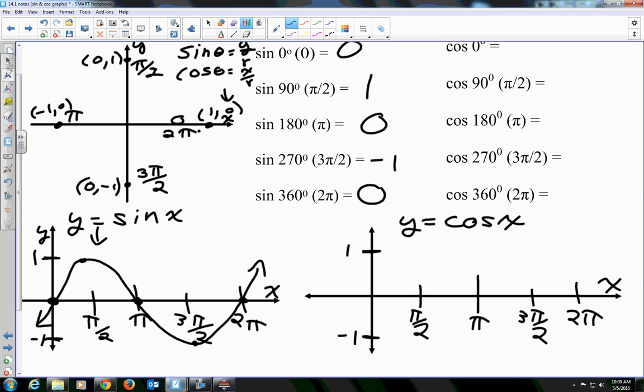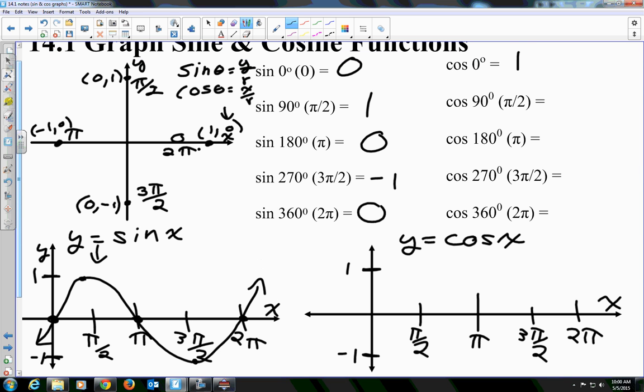So I've got cosine of 0 is 1. Cosine of 90, 0. Cosine of 180 or pi, negative 1. Cosine of 3 pi over 2, 0. And cosine of 2 pi is 1. And we always wind up on the same one that we started on.